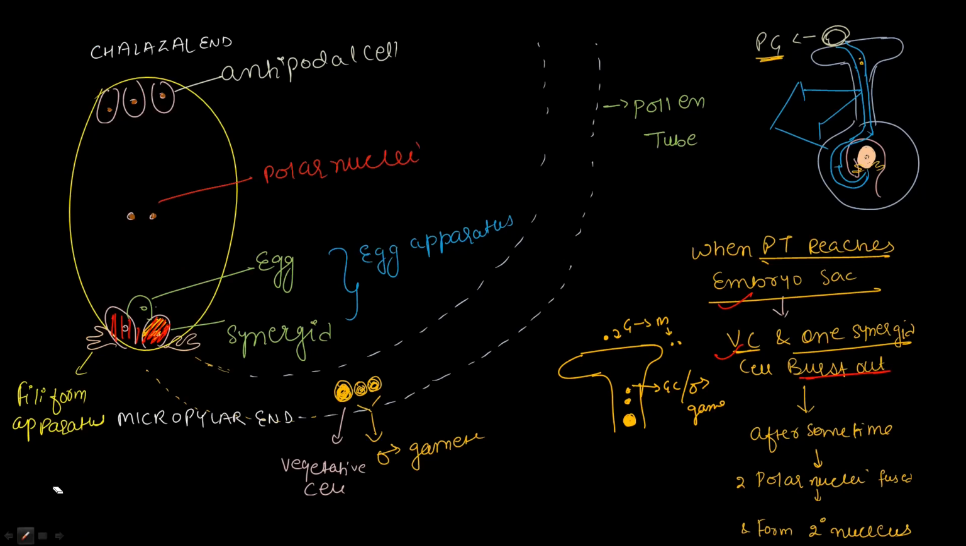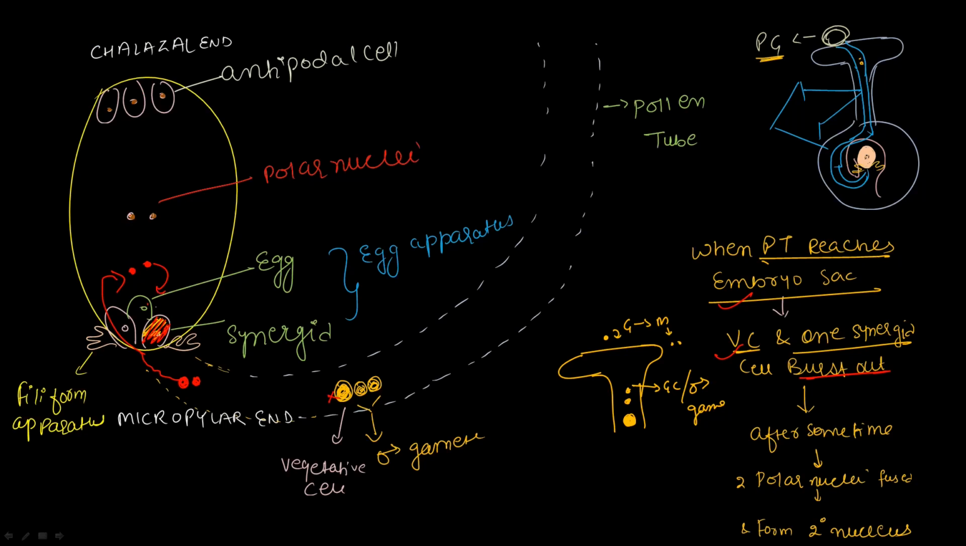Suppose one cell has burst out, then what is going to happen? The vegetative cell is also not there now, so you are left with the two male gametes. The entry of these two male gametes is guided by the filiform apparatus, so they will enter. Now two male gametes are here, and the fusion is going to take place.